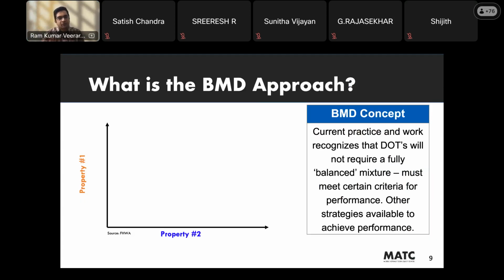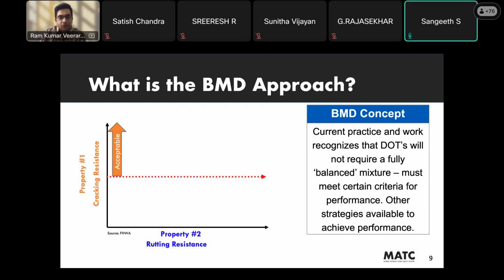So now let's discuss what this balanced mix design approach entails. The BMD approach focuses on balancing two key properties that you're seeing here on the graph. One is the cracking resistance, the other is the rutting resistance. On the graph, the vertical axis represents the cracking resistance, and the horizontal axis represents the rutting resistance.